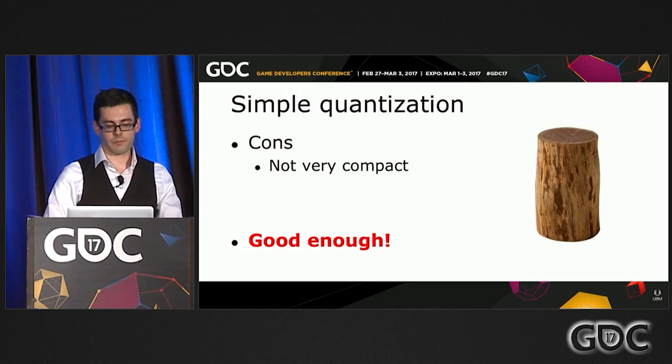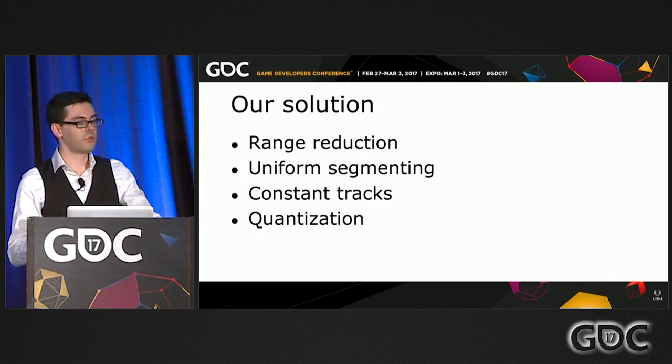So our solution essentially breaks down into four categories or sections. We'll first talk about range reduction and how we use it to increase accuracy and be more aggressive with compression. We'll talk about uniform segmenting and how we use it for the same purpose as well as to speed up streaming. We'll talk about constant tracks and animated tracks and the ratios that we see in the wild. And of course, we'll talk about quantization and the number of bits that we use per component.